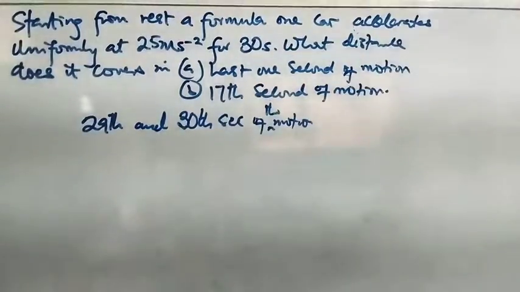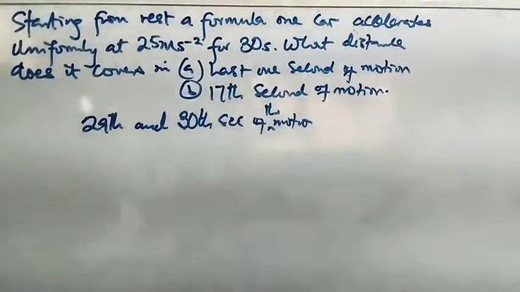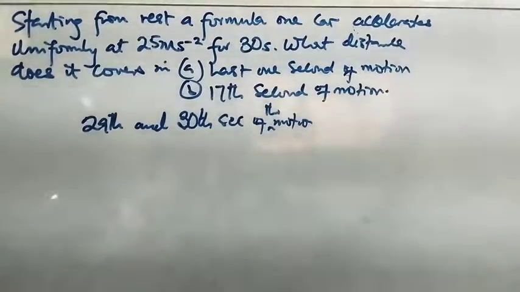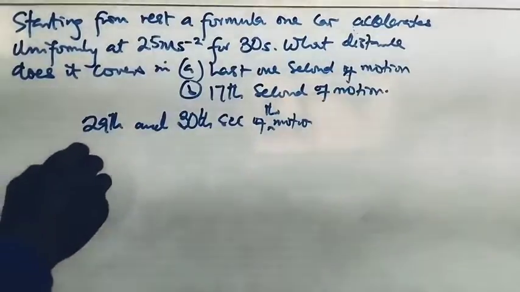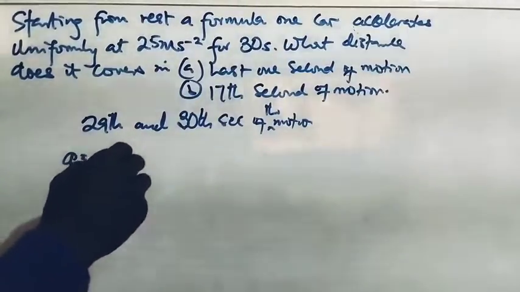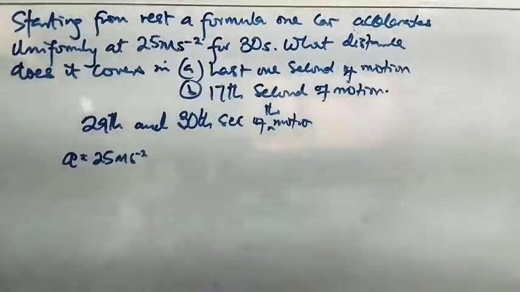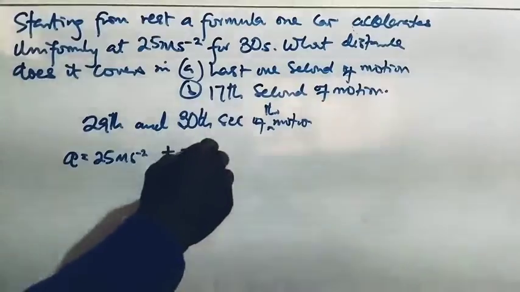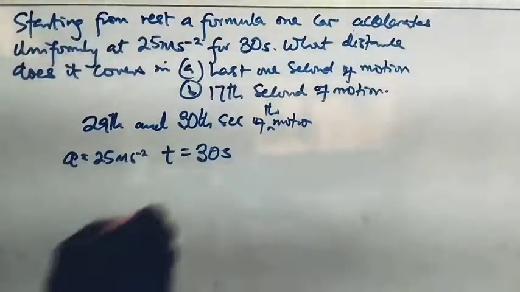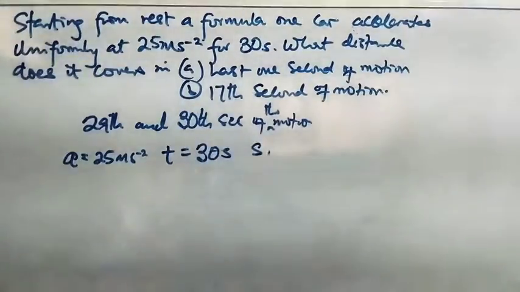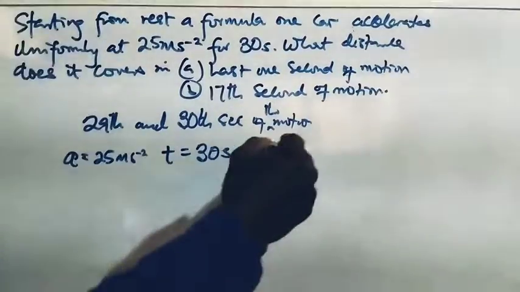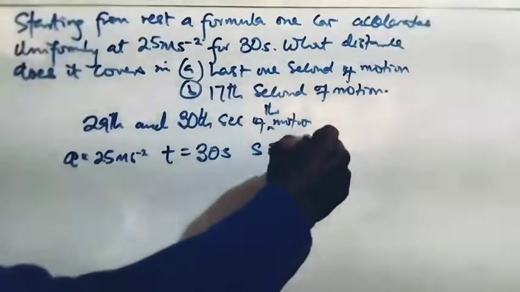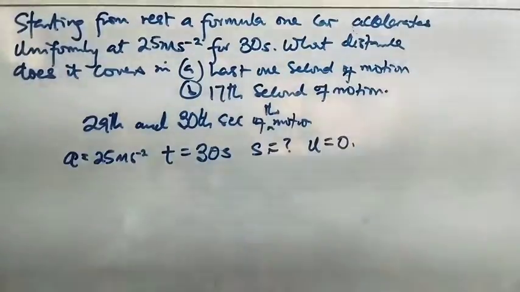All right, with this, we'll need to write out the parameters involved. Here we are given that the acceleration a is 25 meters per second squared, and time is given as 30 seconds, and we are asked to find the distance. Since the car is starting from rest, then automatically u equals 0.